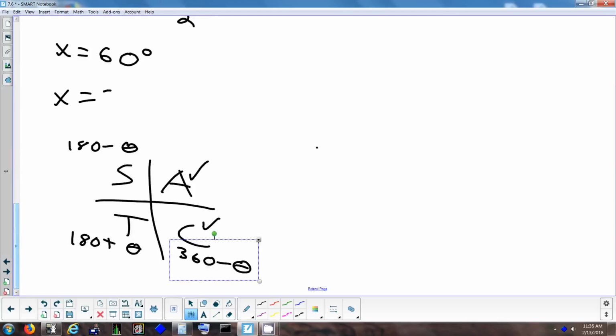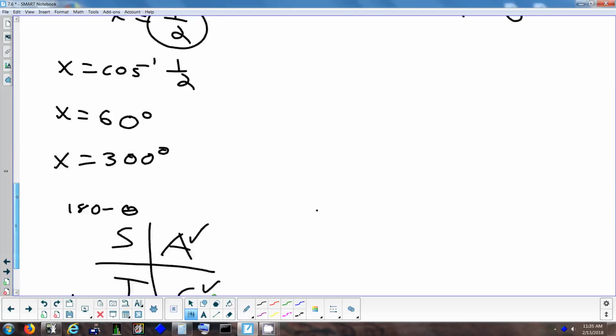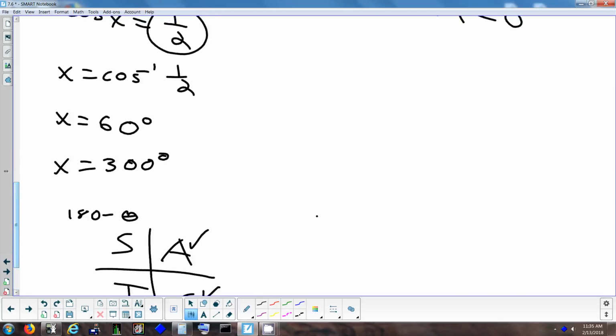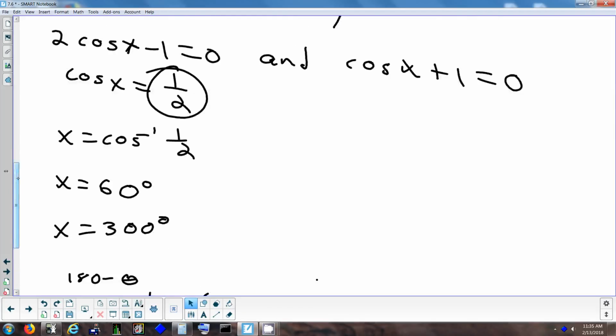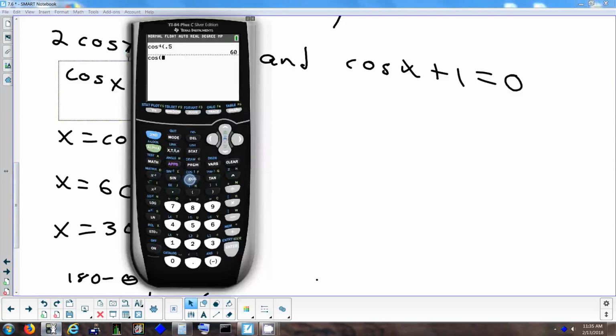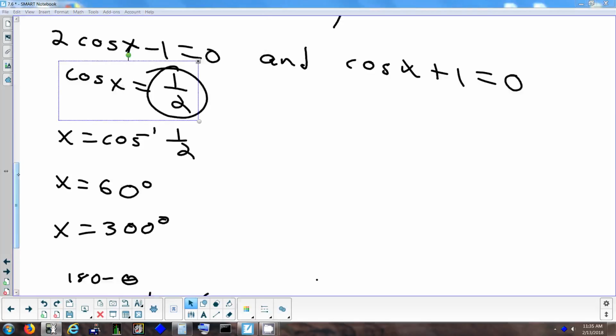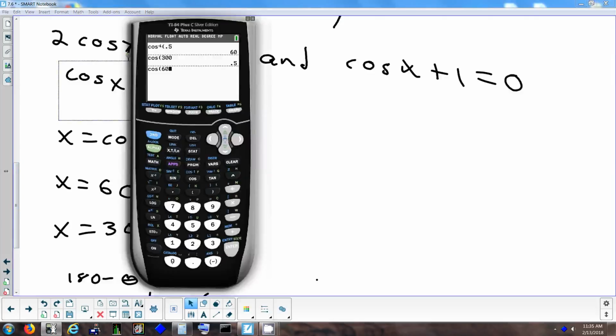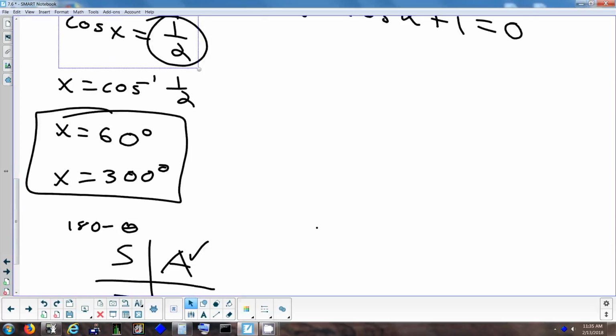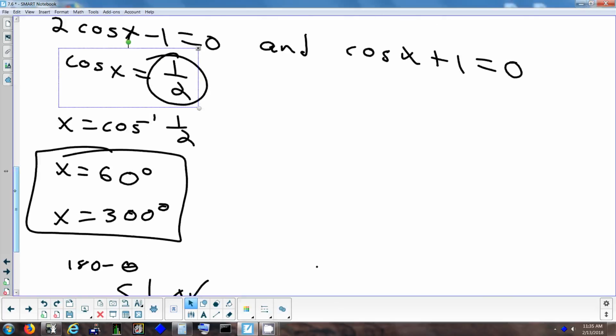300. And if you're not sure, you can easily check your answer. Take the cosine of 300, plug it in right here, and see, do you get a half? Let's try it. Cosine of 300. It works, 0.5. Let's check the other answer. Plug in 60. Cosine 60, does that come out to a half? They both do, they both work. Okay, any questions on those two? Okay. And we do the same thing on this one, except there's not going to be multiple answers.